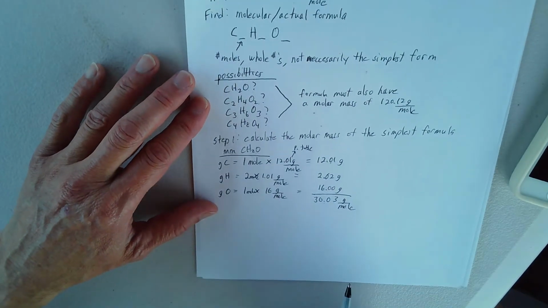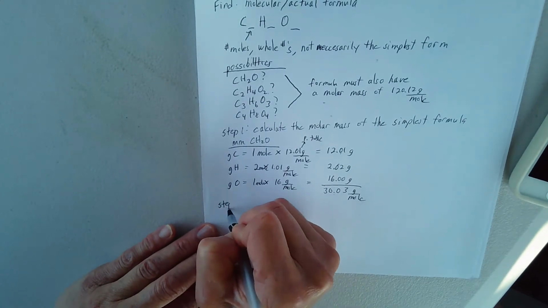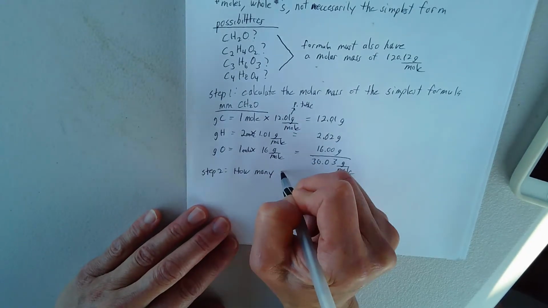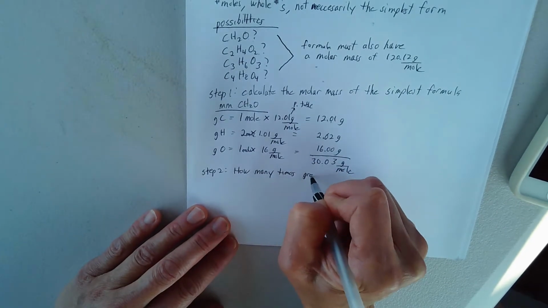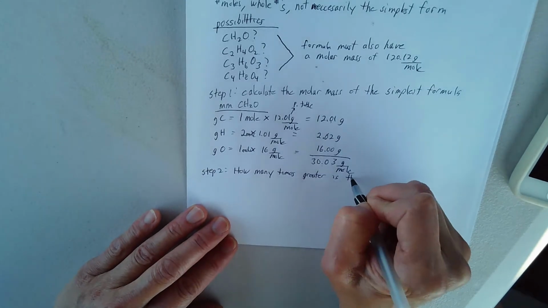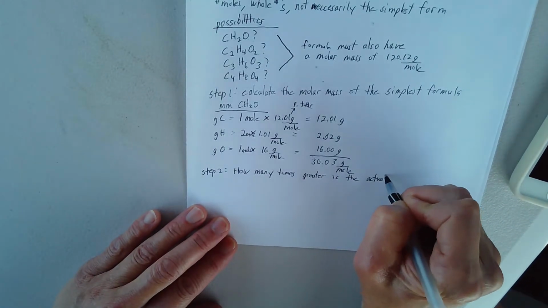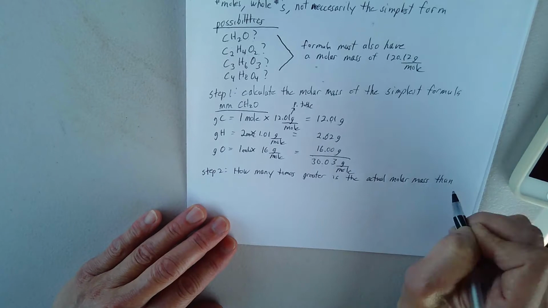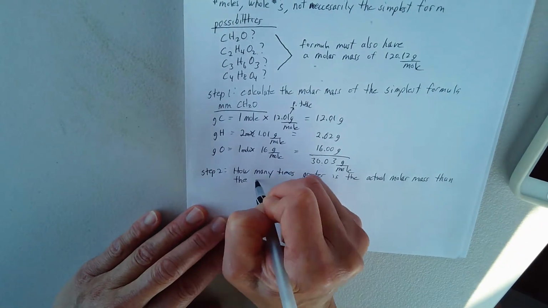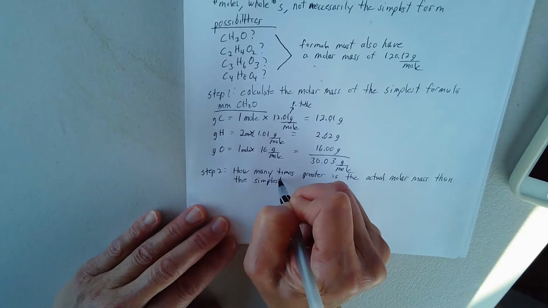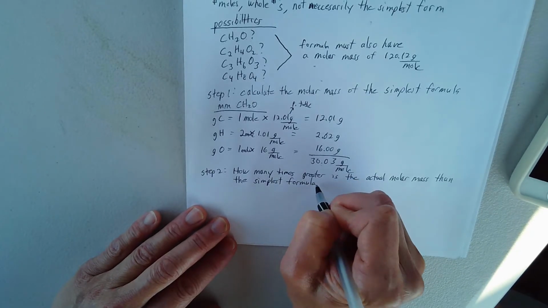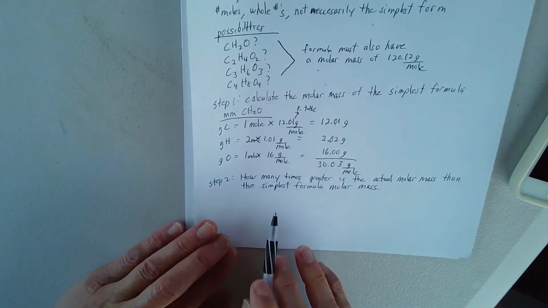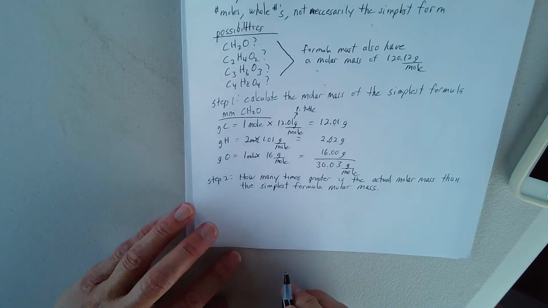So what we want to do is ask ourselves in step 2, how many times greater is the actual molar mass than the simplest formula molar mass? When we think of how many times greater, we normally divide one number by the other.